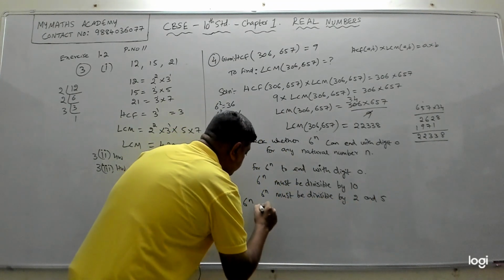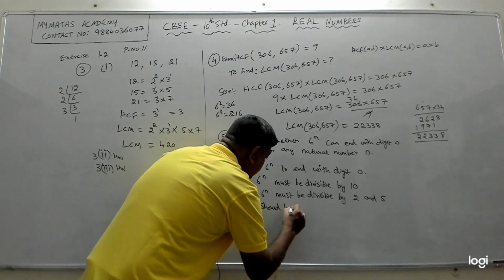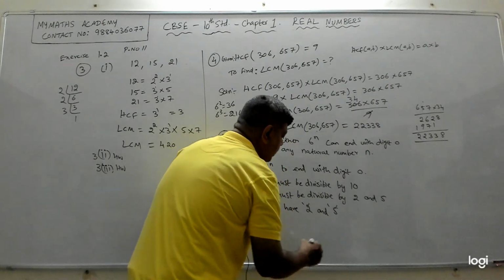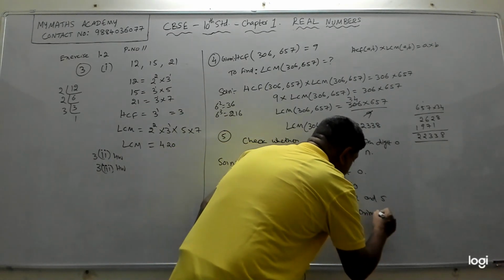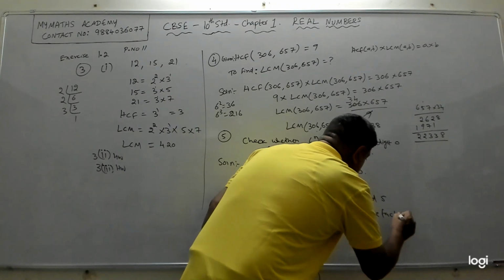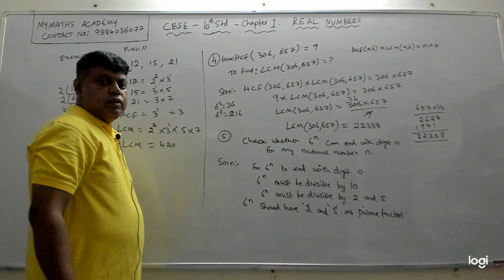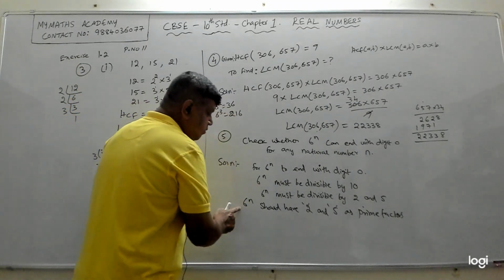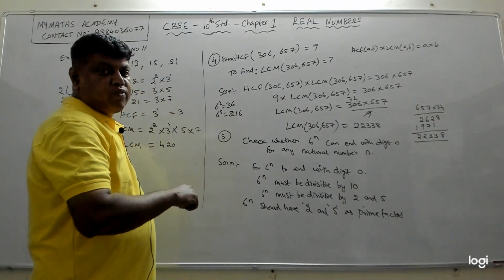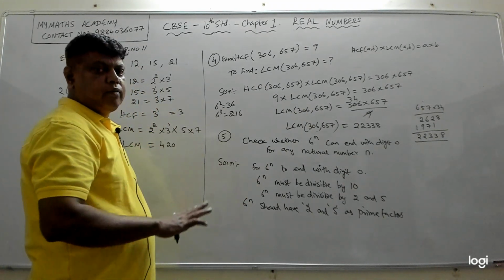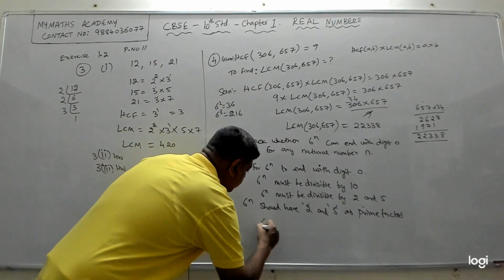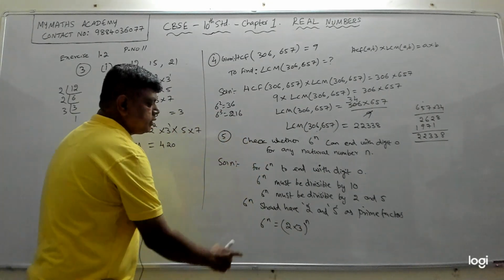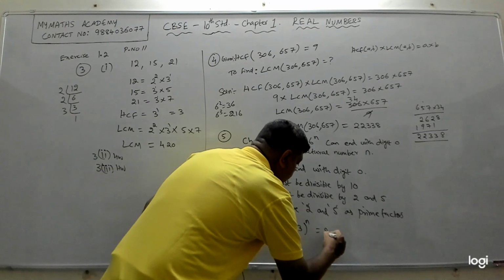6 power n should have 2 and 5 as prime factors. Which means if I write the prime factorization of 6 power n, it should have 2 and 5. It can have other numbers also, but 2 and 5 must be there. Now what is the prime factorization of 6 power n? 6 can be written as 2 into 3, whole power n. That is 2 power n into 3 power n.